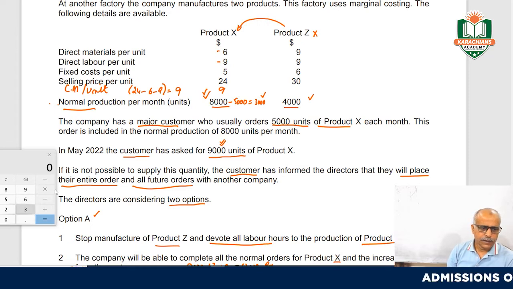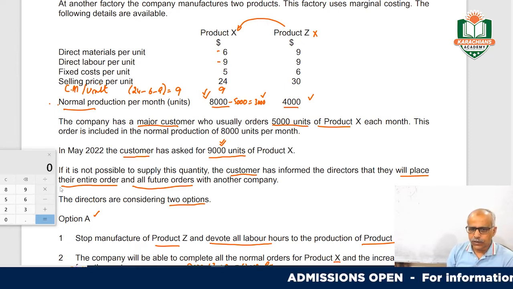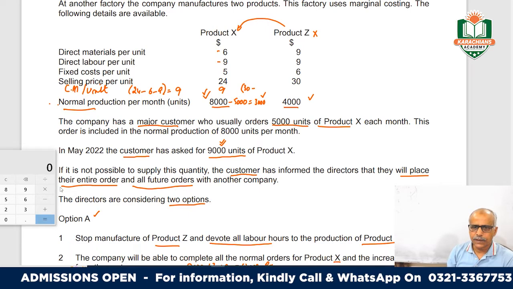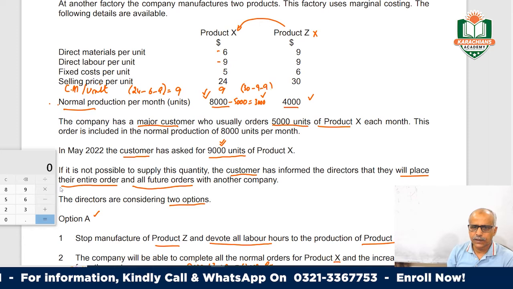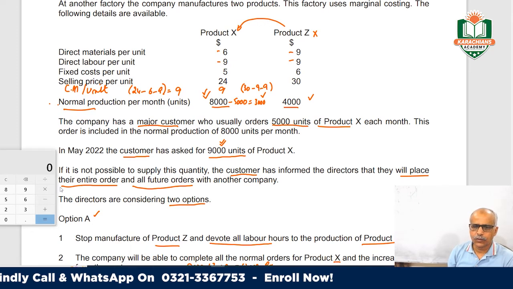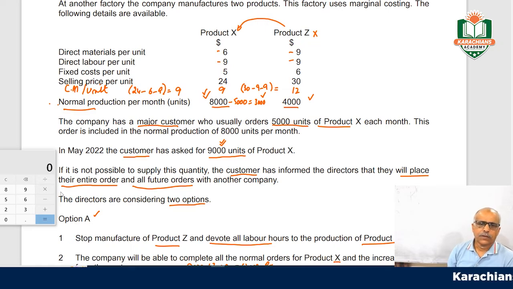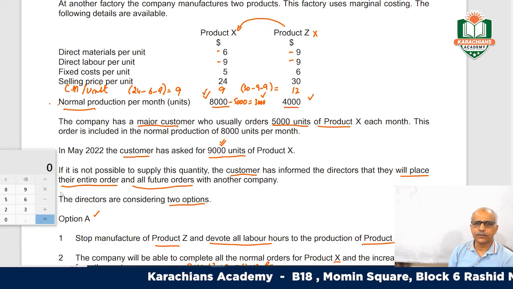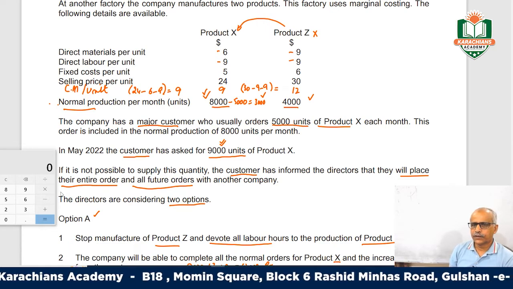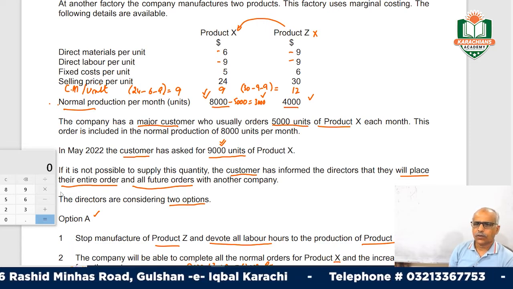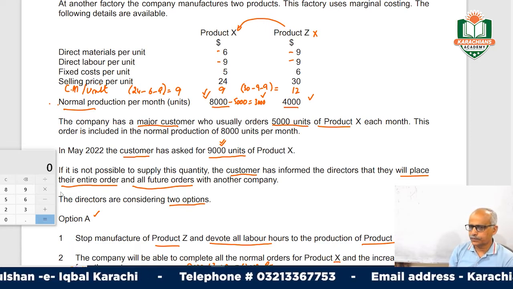And what will be the contribution margin for this? 30 minus 9 minus 9, these two costs will be deducted, and my contribution margin will be 12. So for product X you have a contribution margin of 9 per unit, and for product Z a margin of 12 per unit.